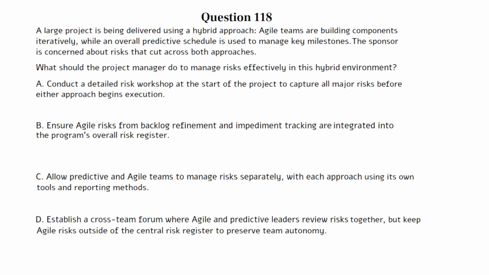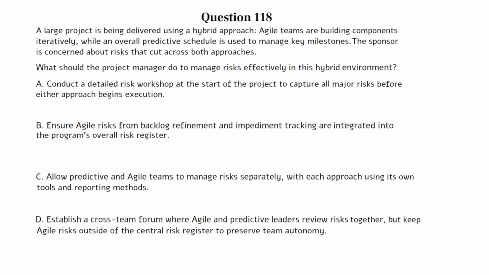A. Conduct a detailed risk workshop at the start of the project to capture all major risks before either approach begins execution. B. Ensure agile risks from backlog refinement and impediment tracking are integrated into the program's overall risk register.